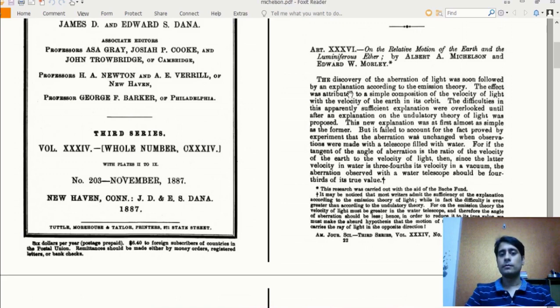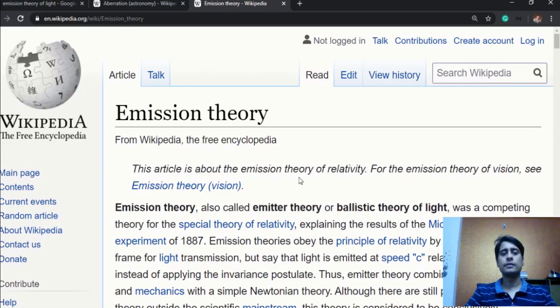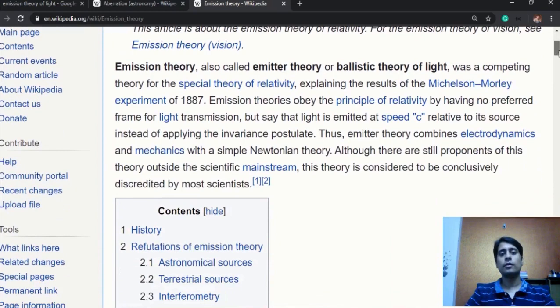Now the question is, what do you mean by this emission theory? Let's know about this theory. If you come to this Wikipedia page on emission theory, you will find that emission theory, also called the emitter theory or ballistic theory of light, was a competing theory for the special theory of relativity, explaining the results of the Michelson-Morley experiment of 1887. So it was an alternative for explaining the Michelson-Morley experiment.